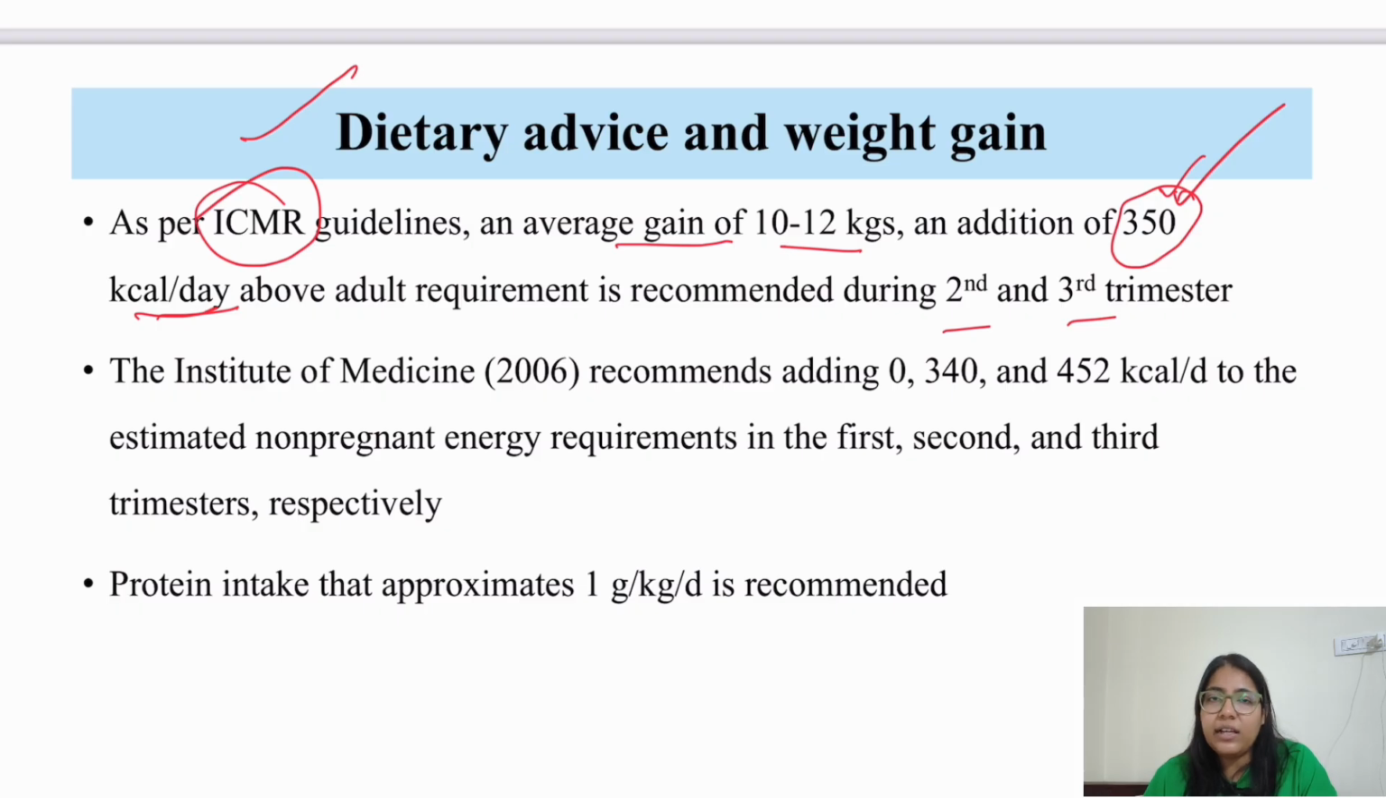No need to increase calories in first trimester, as there is no significant weight gain for the baby either. So this is how the breakdown is: 0 for first trimester, 340 for second trimester and 452 for third trimester. You need not remember these numbers, but if you can remember this 350 additional calorie, then that is enough. Okay.